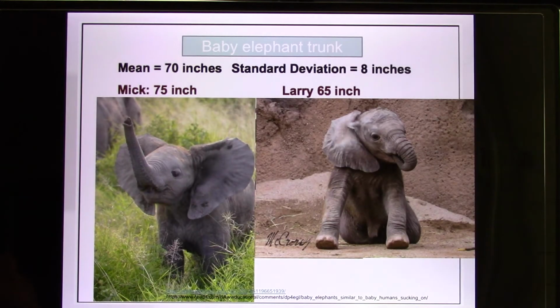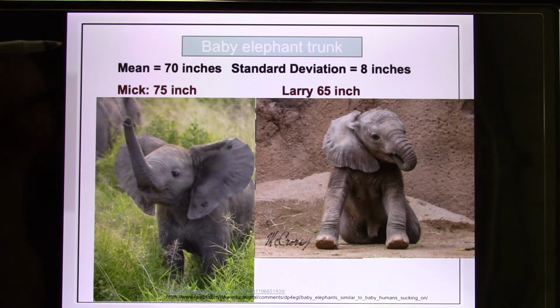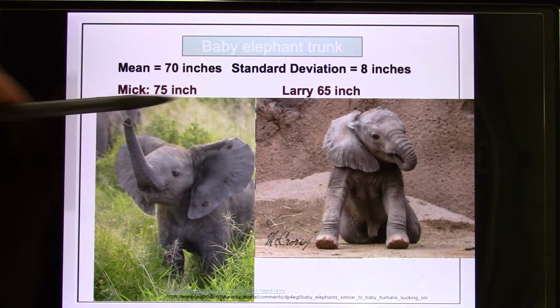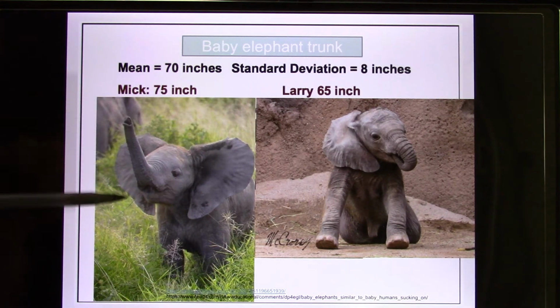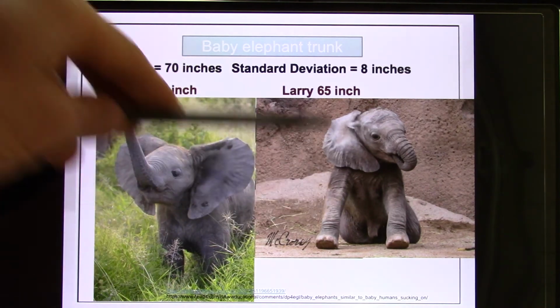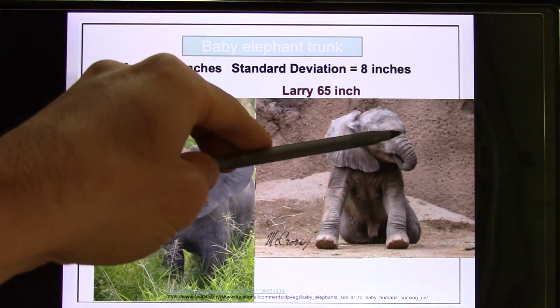Okay, you have 2 baby elephants, and they're cute, and they compare their trunks, right? This trunk can grow to 7 feet, wow, when they turn adult. But they're babies, okay? And Mike has 75 inches of trunk, and Larry has 65. And Mike says, okay, he's very proud of himself. He says, I have a bigger trunk than you do. And Larry looks a little bit depressed, says, oh, okay, I have a smaller trunk.